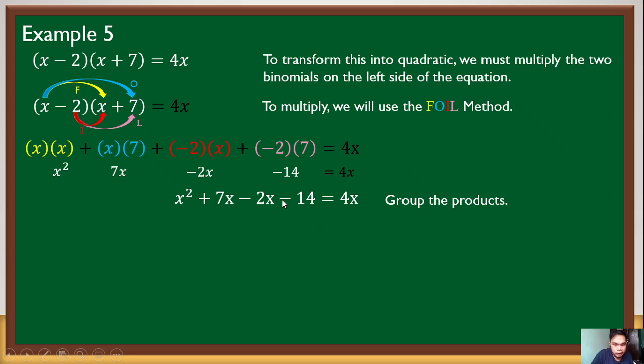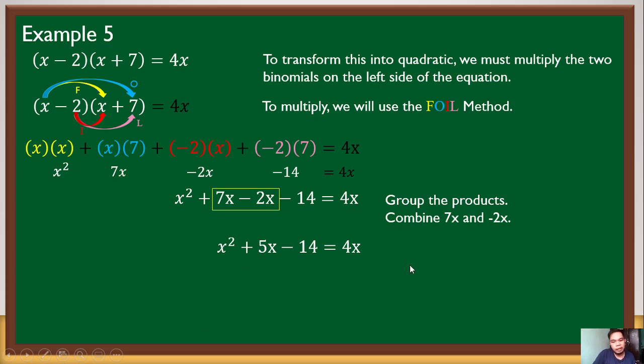So the only terms that we can combine here are 7x and negative 2x. Okay, and if you are going to combine them, it will give you 5x because they have opposite signs. This one is a positive and this one is a negative. Okay, 7 minus 2 is equal to 5. Then copy the variable. So we have x squared plus 5x minus 14 equals 4x.